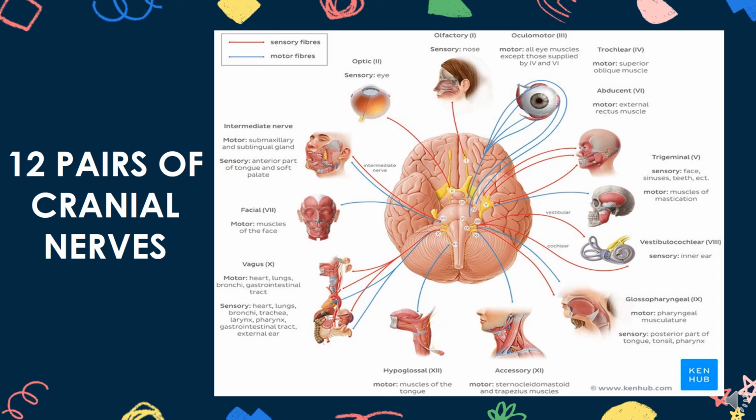The 11th is the accessory. Its function is mostly motor fibers that activate the sternocleidomastoid and trapezius muscles. And lastly, the hypoglossal. Its function is purely motor fibers that control tongue movements, and also sensory fibers that carry impulses from the tongue.